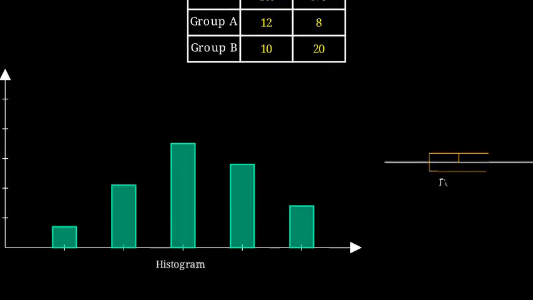Part 8 is histograms and box plots. Histograms show frequency distribution across intervals. Box plots show the minimum, first quartile, median, third quartile, and maximum.